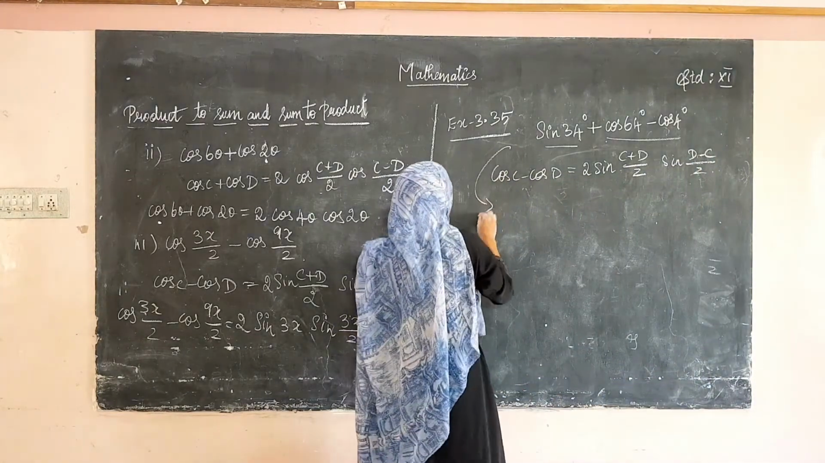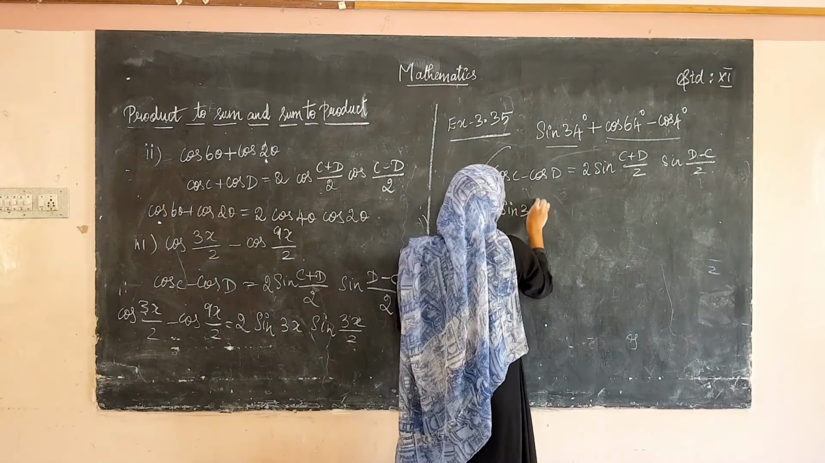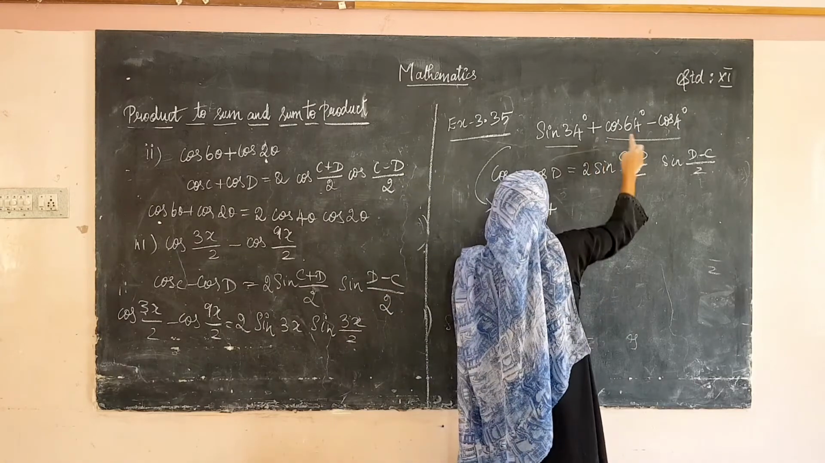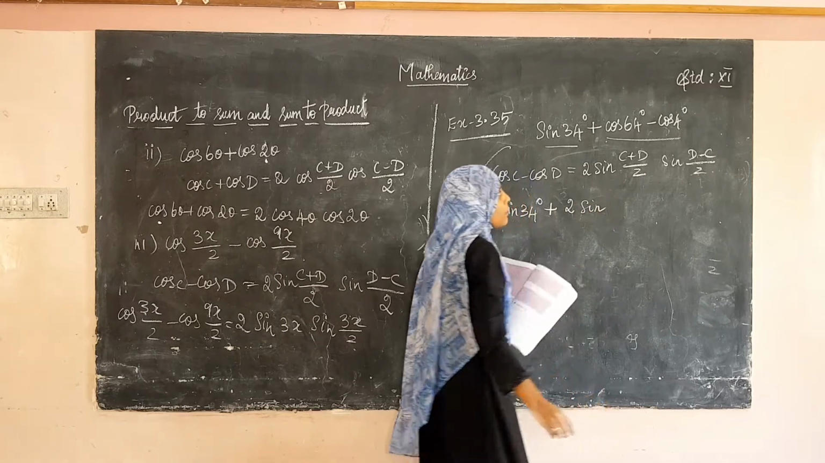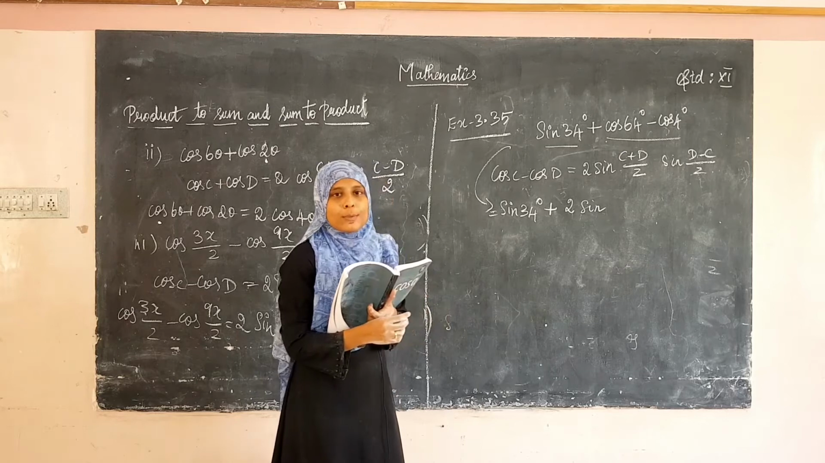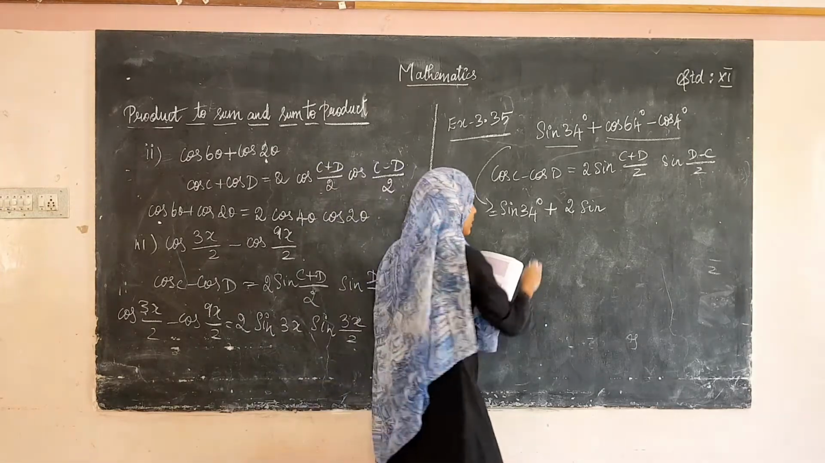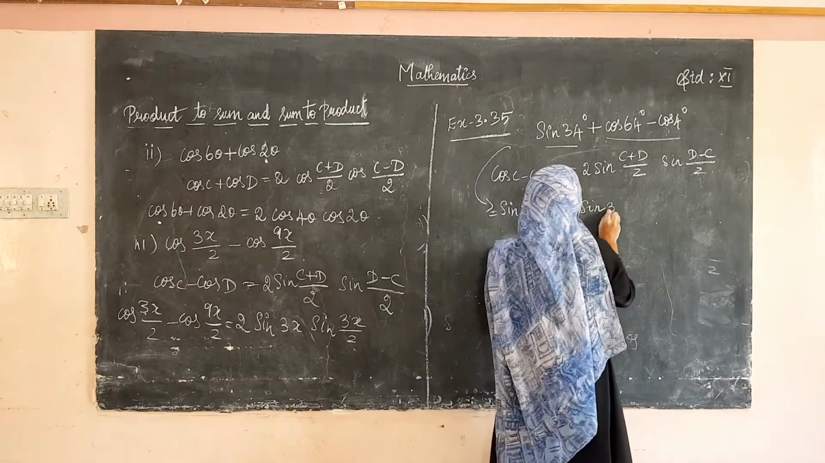So what happens to this term? It becomes sin 34 as it is, let us keep as it is, plus cos C minus cos D, 2 into sin of (C plus D) divided by 2. What is C here? 64. What is D here? It is 4. 64 plus 4 is 68. 68 divided by 2 is 34 degree.